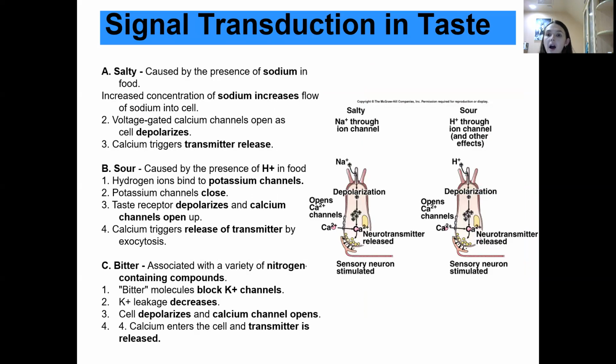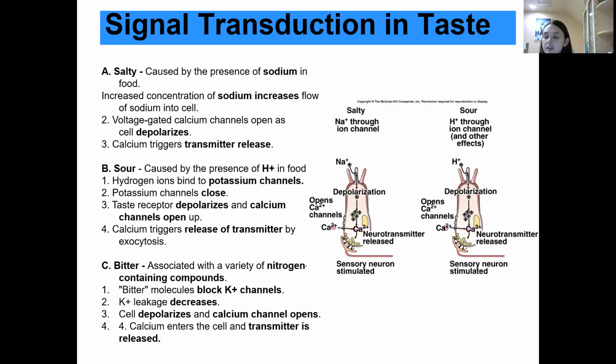How are the signals transduced in the taste? Salty will be caused by the presence of sodium ions in the food. Due to this, there will be an increased concentration of sodium ions, which flow to the inside of the cell. Voltage-gated calcium channels are going to open, and as a result, depolarization will occur. Calcium triggers neurotransmitters to release, which will stimulate the dendrites of the sensory neuron, which are responsible for the taste sensation.